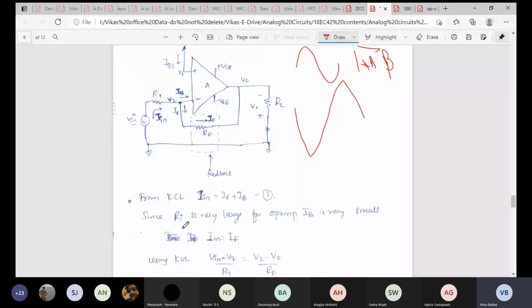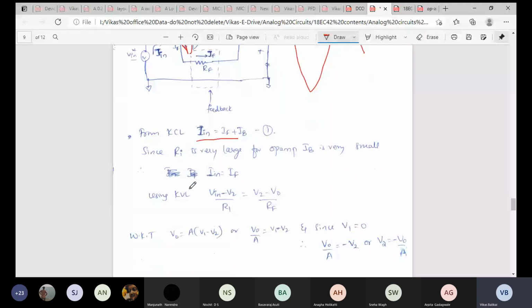Now like I was telling, from Kirchhoff's current law, the current entering this node is equal to the current leaving the node. Current is leaving here and current is leaving here. So basically I in is equal to IF plus IB. So that is basically my equation number 1.